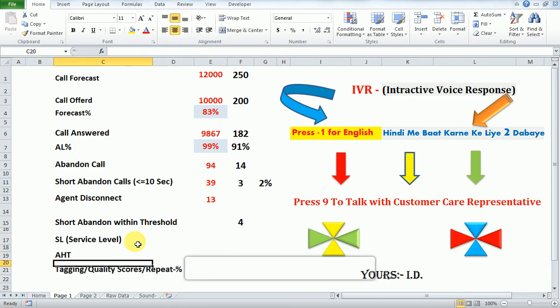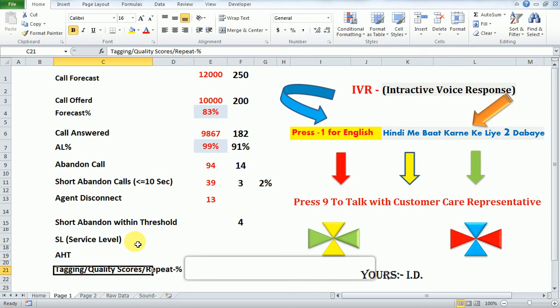If you talk about quality scores and repeat, quality scores mean the parameters shared by the quality team, the quality auditor. The customer care executive is taking calls. What is the key parameter for taking calls? What is the time for opening? What is the time for closing? Has he completed all the information delivered to the customer or not? So the auditor gives feedback and makes a score for the customer care executive. That is the quality score.